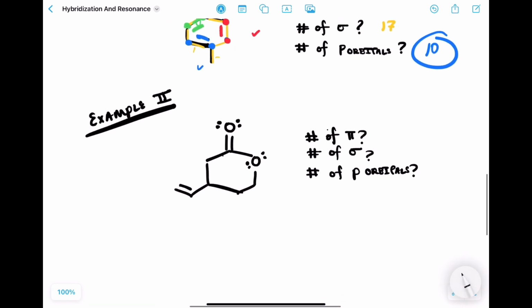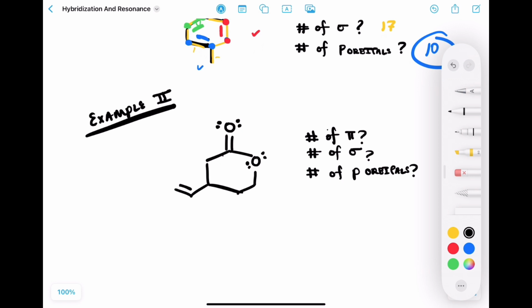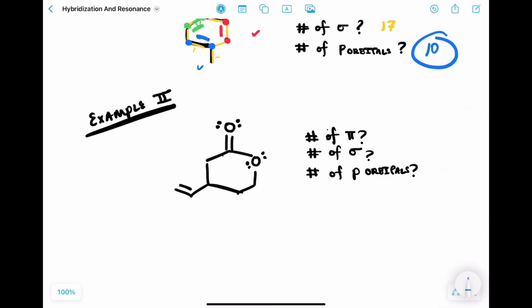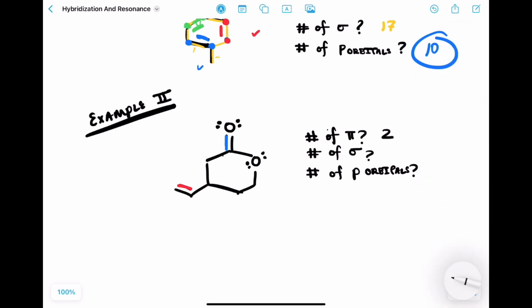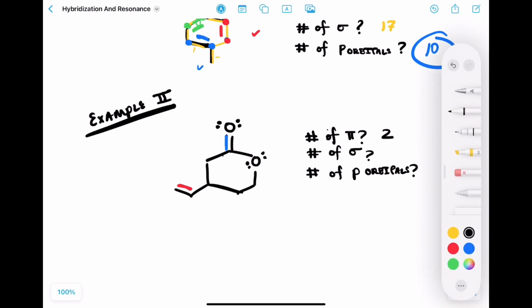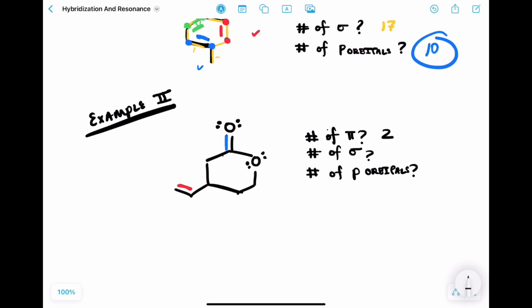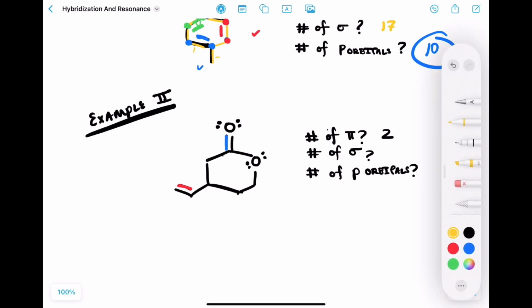Now let's ask the number of pi bonds. So this would be a pi bond, and that would be a pi bond. So we have a total of 2 pi bonds. How many sigma? Every single bond or first bond in the double or triple bond is going to be a sigma. So let's go back to the yellow for that.